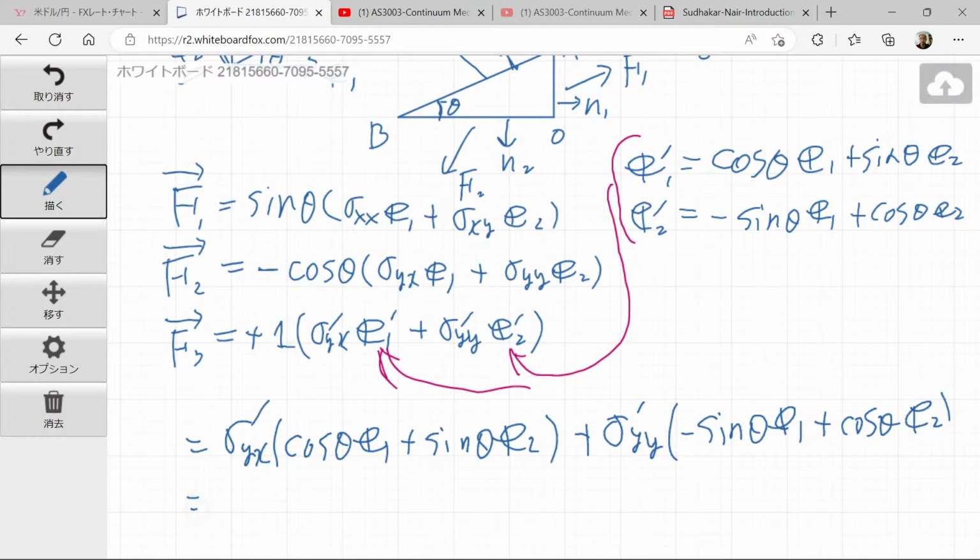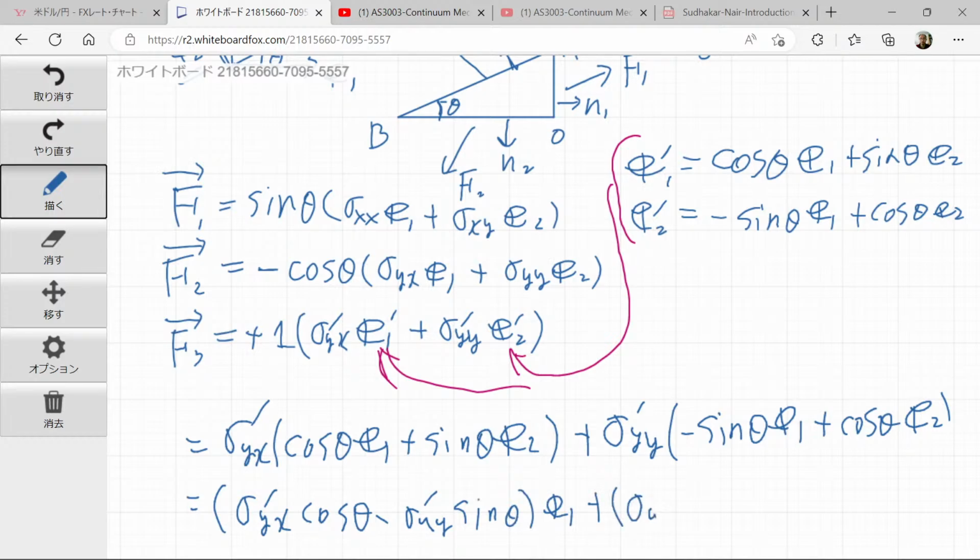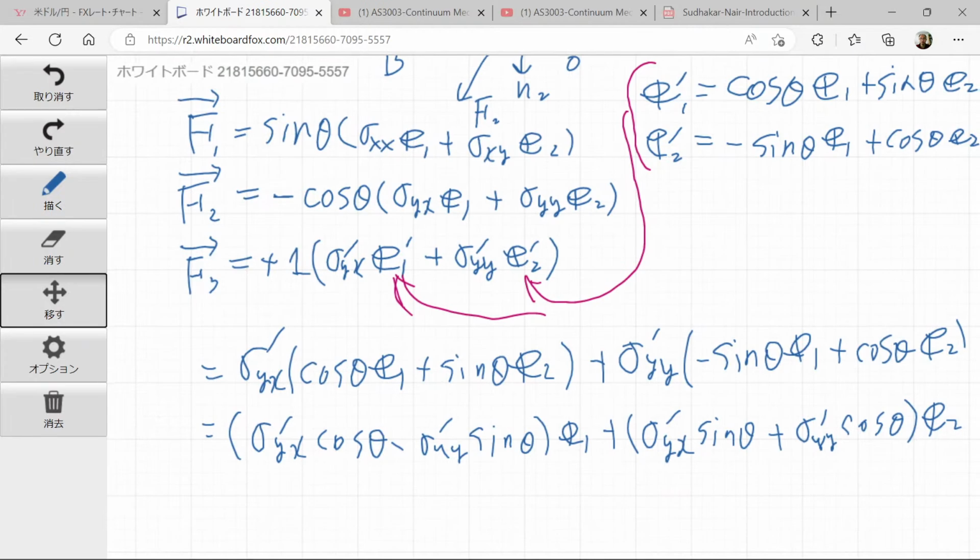Yeah. Then we put the two E1 terms together. So we have sigma yx prime cosine theta minus sigma yy prime sin theta, times E1, plus sigma yx prime sin theta plus sigma yy prime cosine theta, times E2. This way.